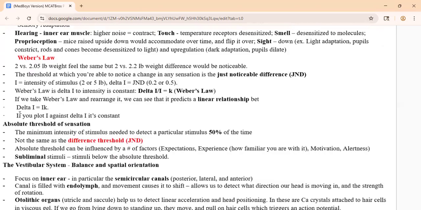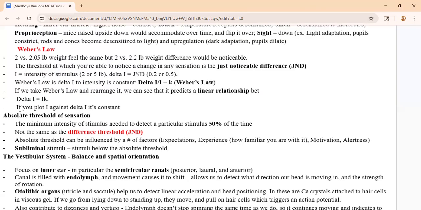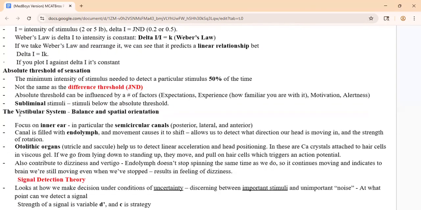Weber's law just talks about the thresholds of what we're able to notice. Just noticeable difference is basically the threshold that you are able to actually notice in sensation. While we have absolute threshold of sensation, it's the minimum intensity of stimuli that is needed to detect 50% of the time. Subliminal stimuli is stimuli that is absolutely below the absolute threshold.